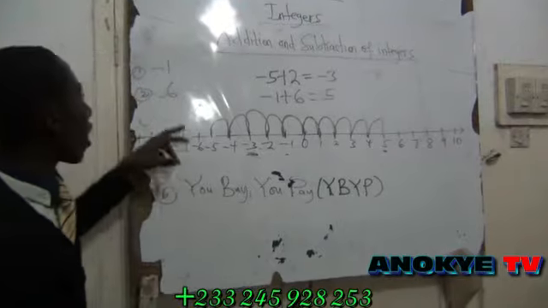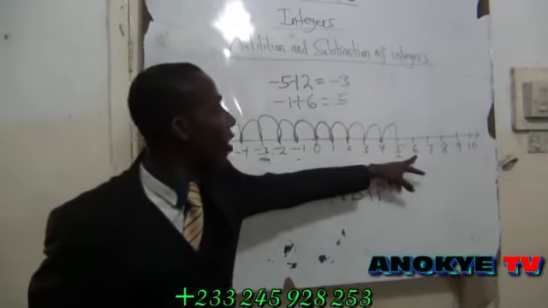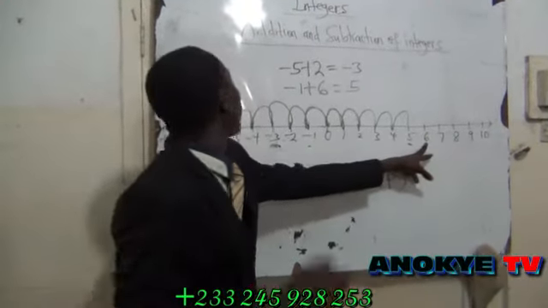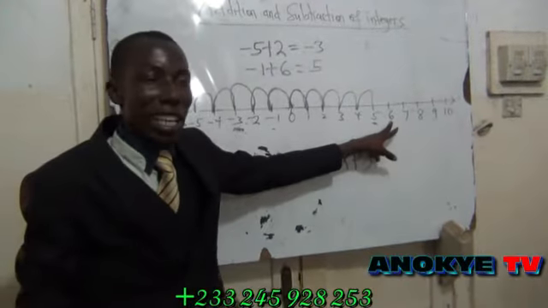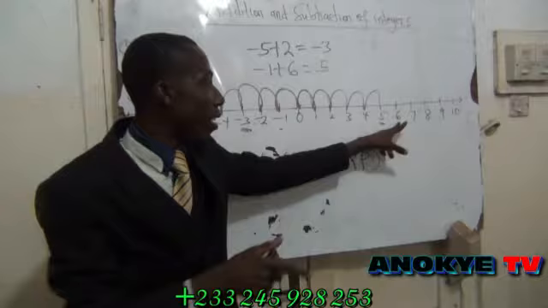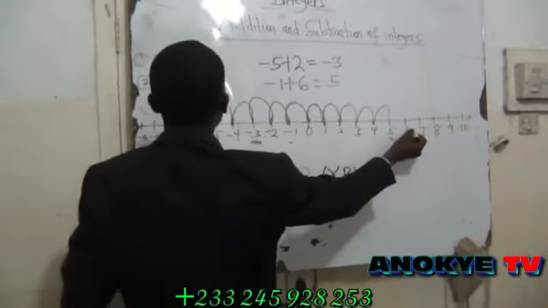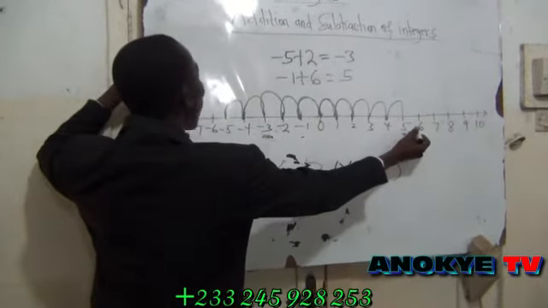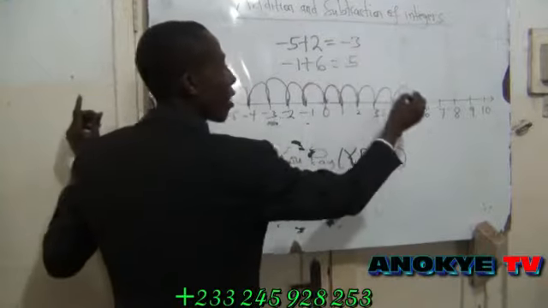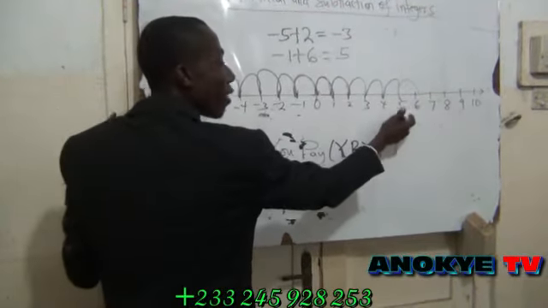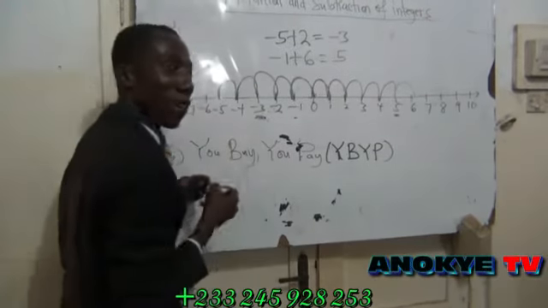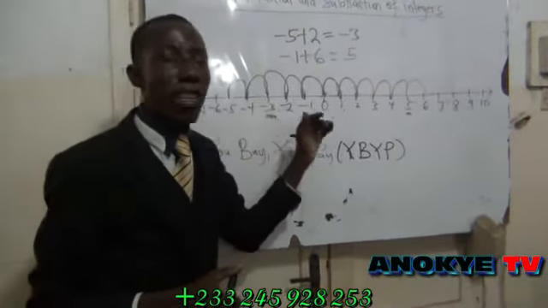I can choose to stand on 6. 6 is here. Then the second one is -1. Therefore, I'll move to the left. Let us see if you get the same answer. I have 6 here. The second one is -1, so I move to the left once. So I have 5. Therefore, I have the same answer, which is 5. So you see, it is very easy.